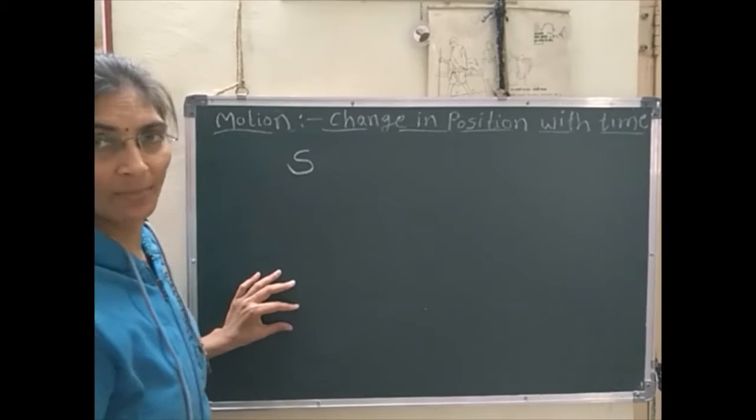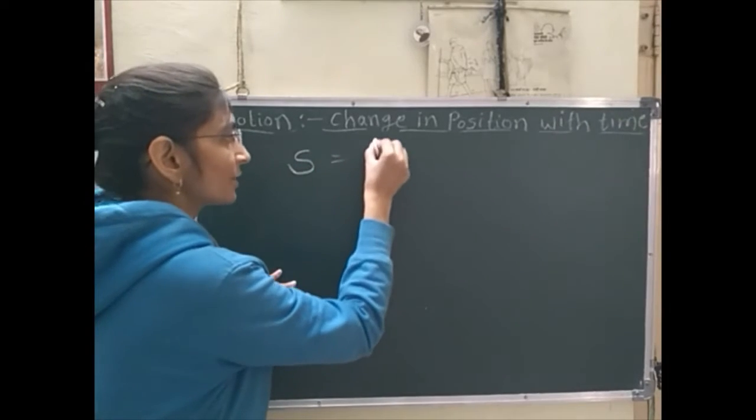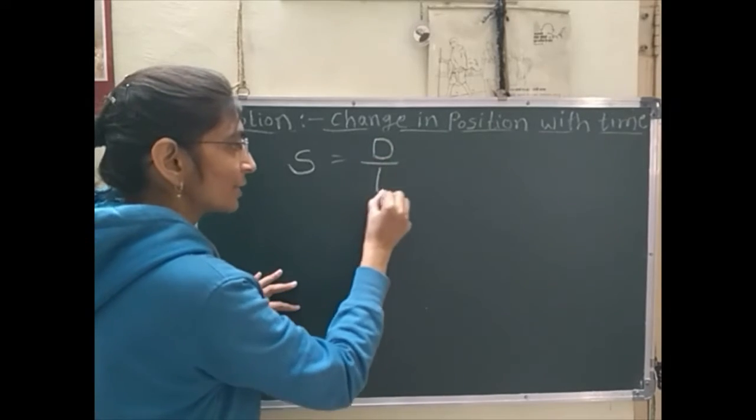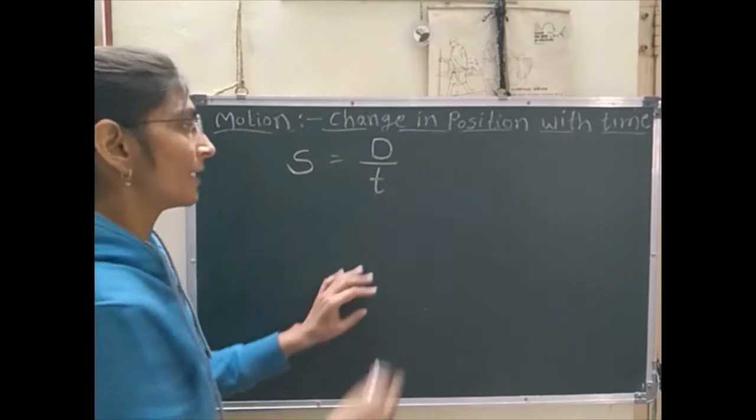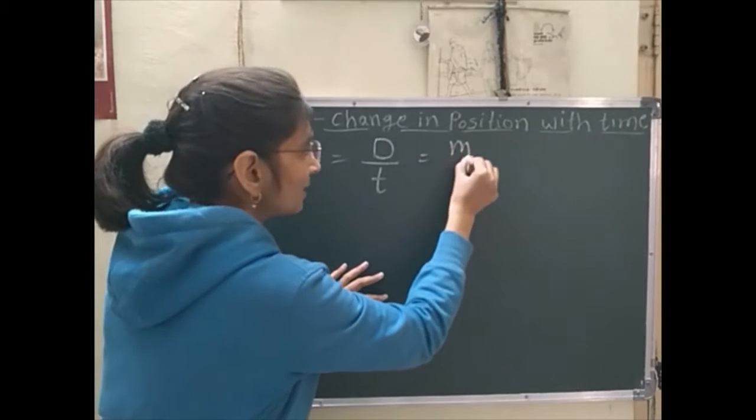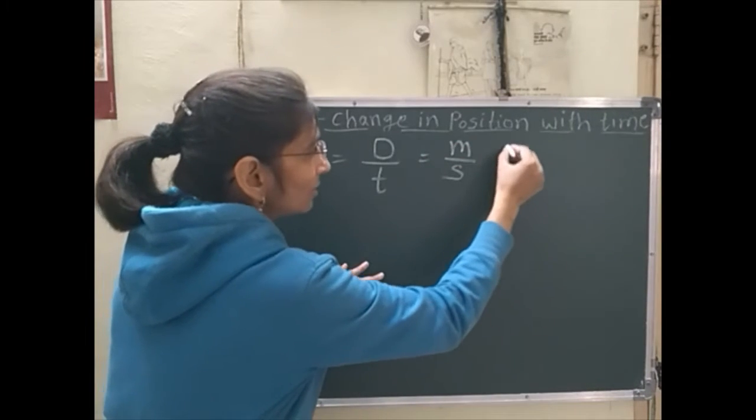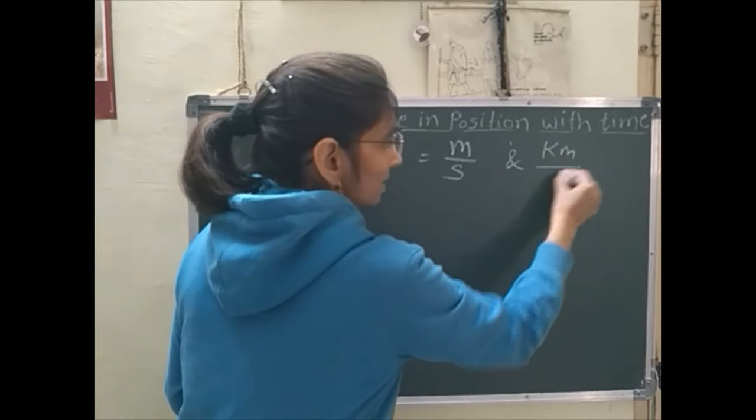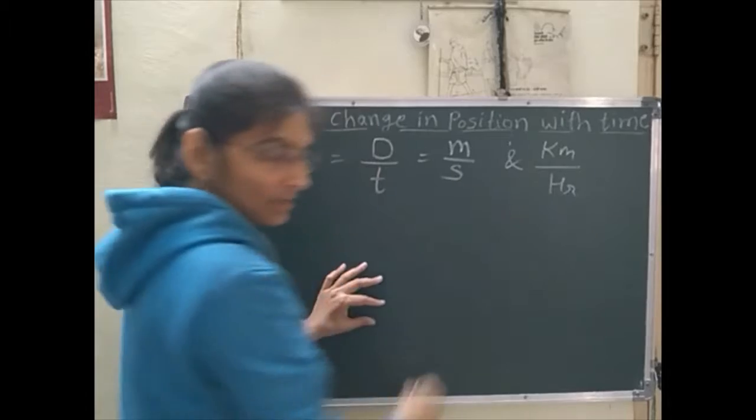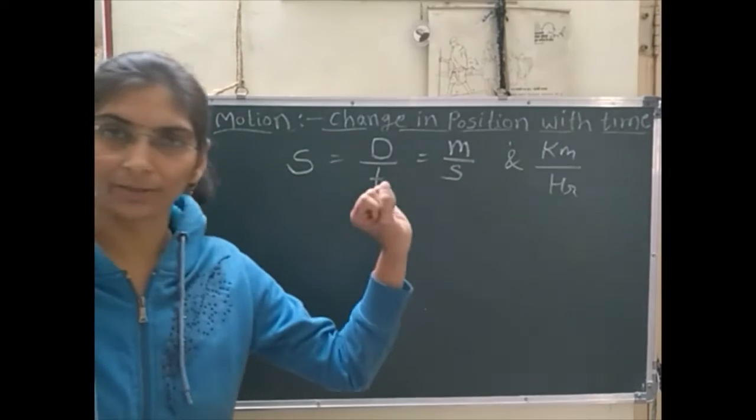Suppose speed is denoted by s, distance is denoted by d, and time is denoted by t. So speed is distance by t, and what is the unit? Meter per second or kilometer per hour. So these are the units.